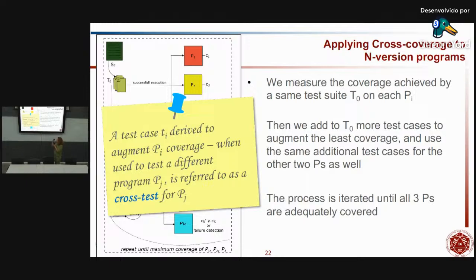As some terminology, the test that is derived for covering a program PI and then is used to test a different program PJ, in this case relative to PJ, will be called a cross test.